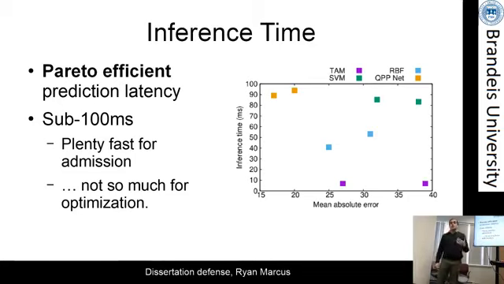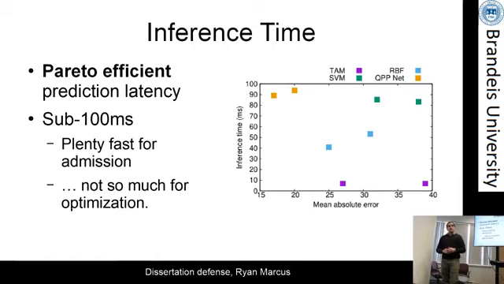For example, if you're doing query admission, 100 milliseconds is nothing, right? If you're talking about a query that's going to run for hours, running a 100 millisecond check on it is no problem at all. However, if you wanted to use this for query optimization, as part of your optimizer in your plan enumerating process, maybe 100 milliseconds isn't going to cut it.